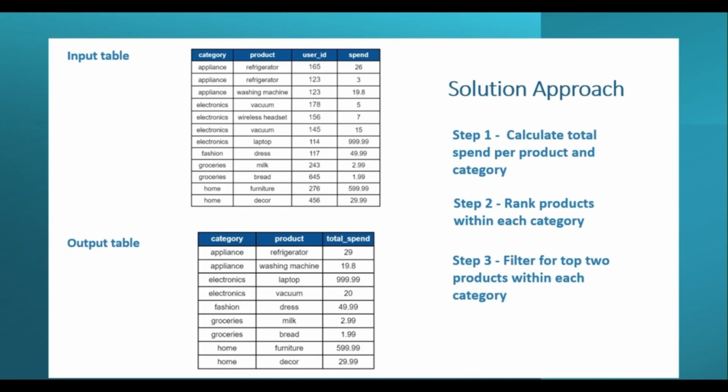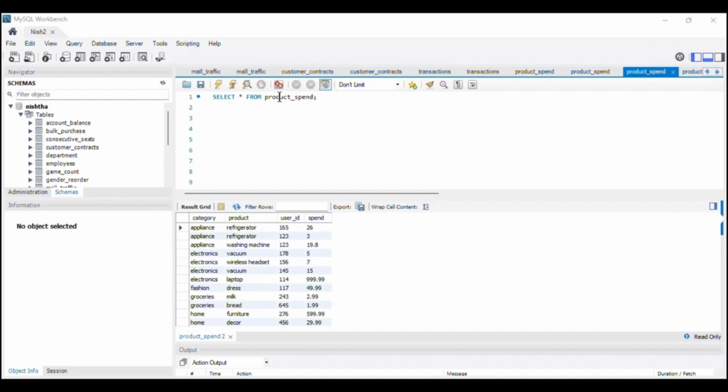So let's write a query in MySQL Workbench. Here I have already imported my product spend table. It has 4 columns: category, product, user ID, and spend. Since we want to calculate the top 2 products with the highest total spend within each category, our first step will be to calculate the total spend per product and category. So let's do that. Select from the product spend table the category column, the product column, and the total spend column.